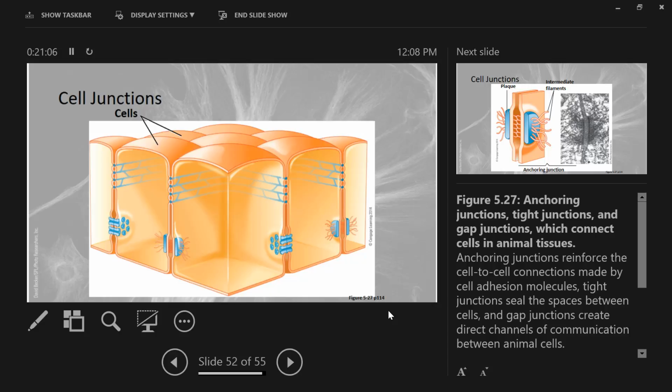Here you have adhesion junctions, and so these would either be desmosomes if it's intermediate filaments involved, or adherent junctions if it's actin, microfilaments involved. And then here you have some gap junctions connecting the cytoplasms.